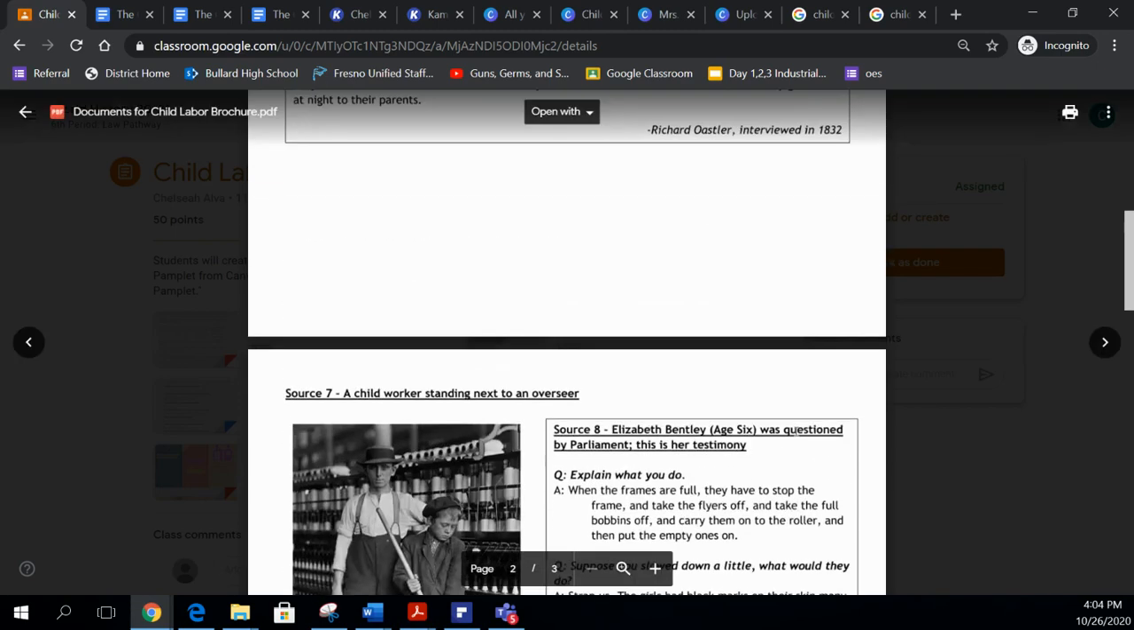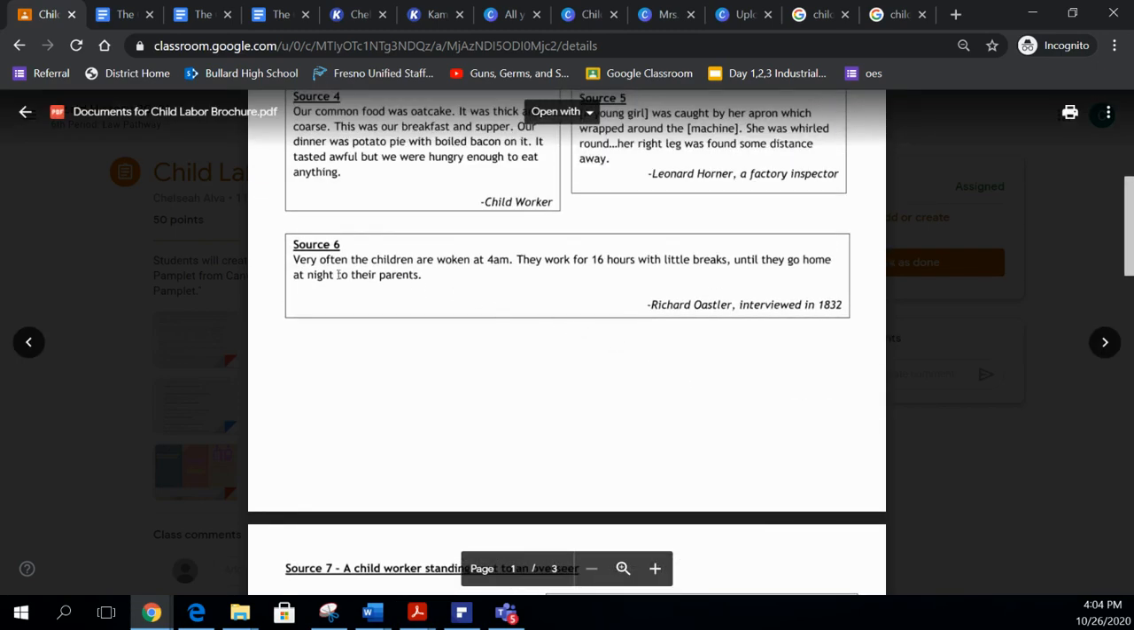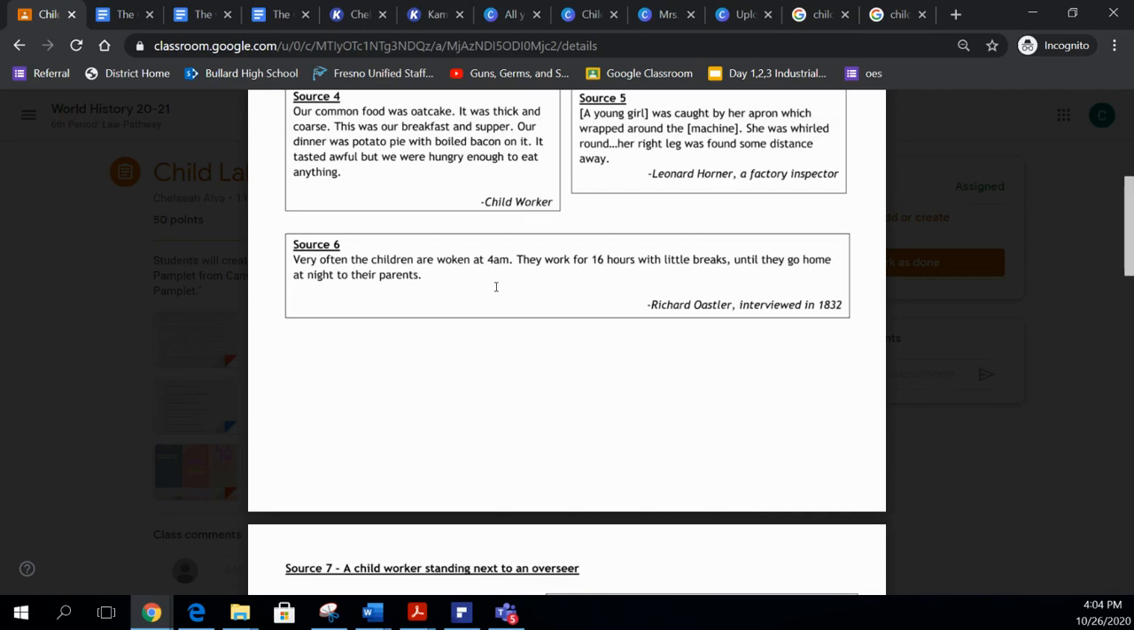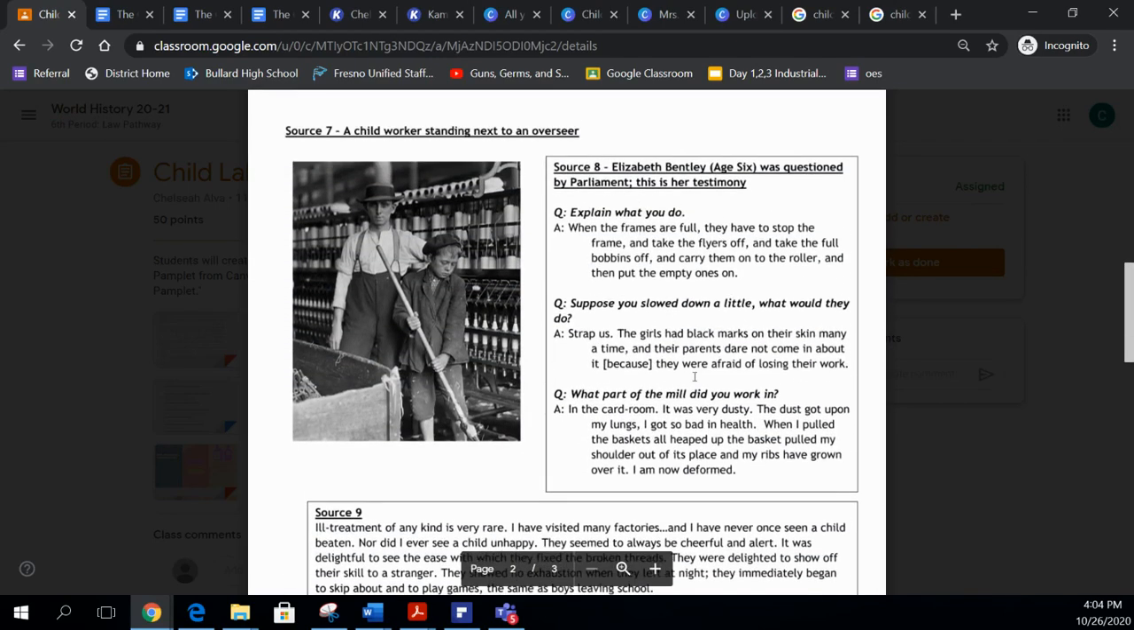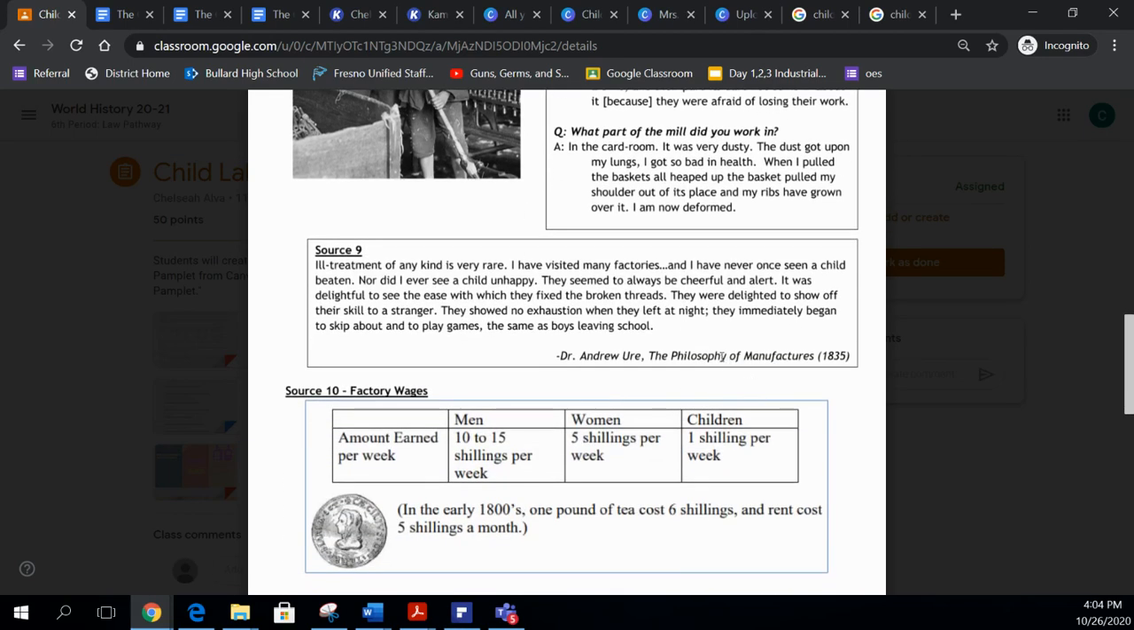You've got a series of different pieces of information here: when they wake up, how long they're working. You've got an interview with a 6-year-old here. And then you've got this one from the philosophy of manufacturers, written from the perspective of a factory owner. Ill treatment is very rare. I've visited many factories. I've never once seen a child beaten. So that's going to be a different perspective there.